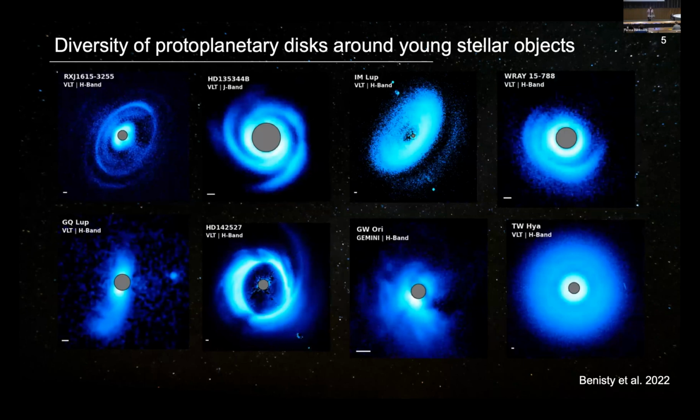Of course, this is getting more complicated because disks themselves are not homogeneous. And here is, for example, a snapshot of protoplanetary disks around young stellar objects, resolved with near-infrared high-angular resolution imaging. As you can see, protoplanetary disks come in all sorts and flavors, and they do show various morphology with arcs, spirals, gaps, rings, and so on. So this complicates understanding of planet formation because we need to first understand disks and their diverse structure.